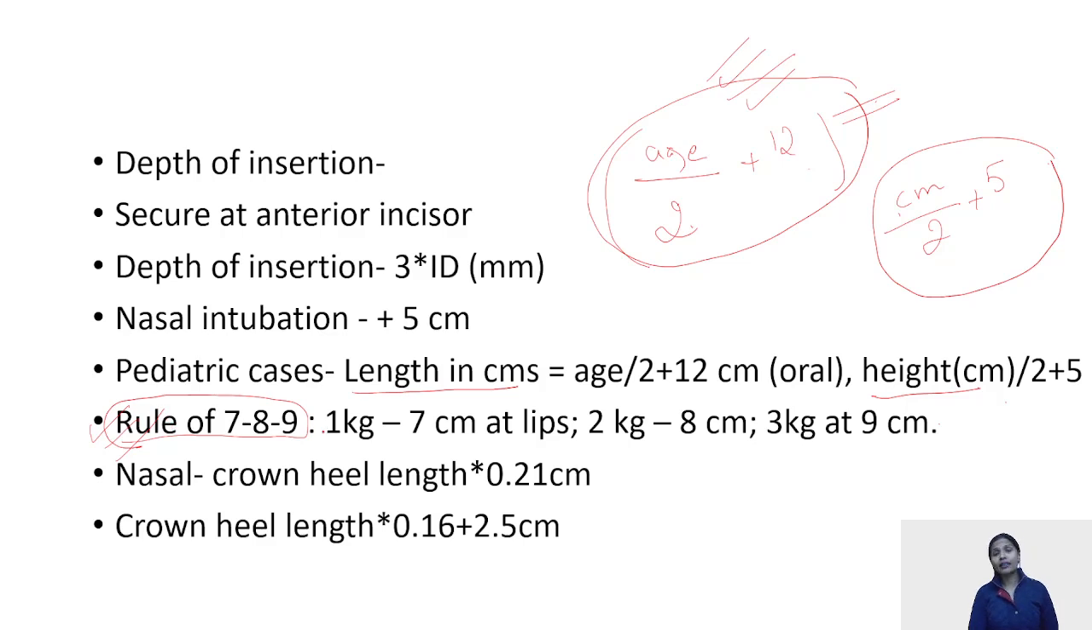The rule of 789 is: 1 kg, 7 centimeters depth of insertion; 2 kg, 8; 3 kg, 9. There are two other formulas which can be used in very small children, that is neonates or infants, in which you have nasal to crown heel length in 2 plus 2.5 centimeters, or crown heel length in 2 plus 6.5 centimeters. Practically, I understand it's very difficult to memorize, but please remember the depth of insertion is 3 times your ET diameter, and this formula, age upon 2 plus 12, plus the rule of 7, 8, 9.